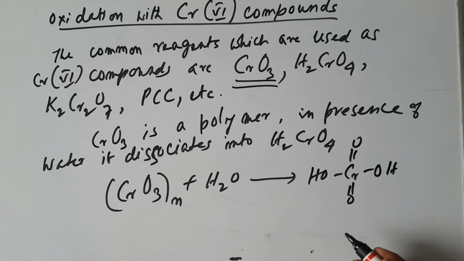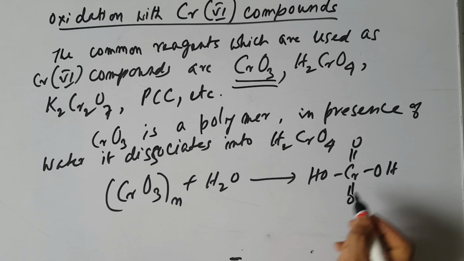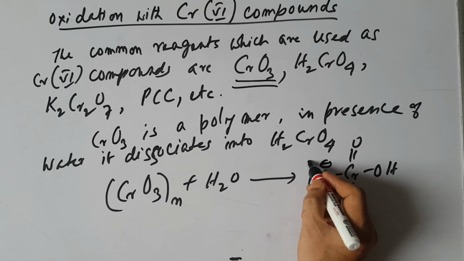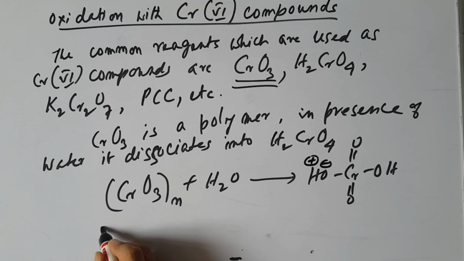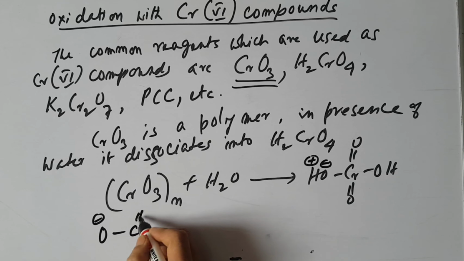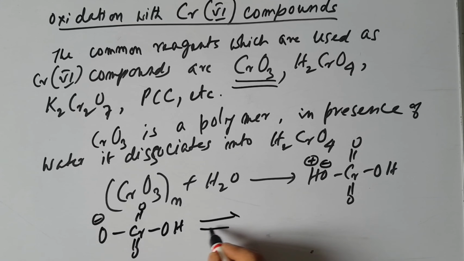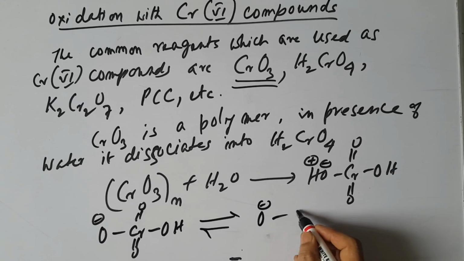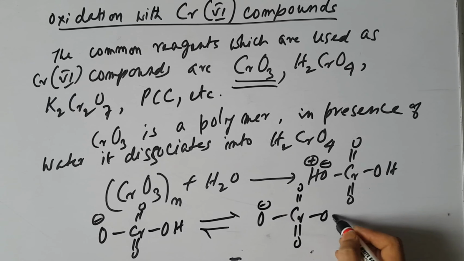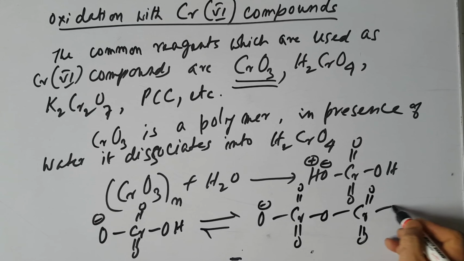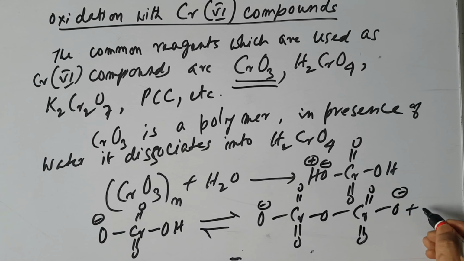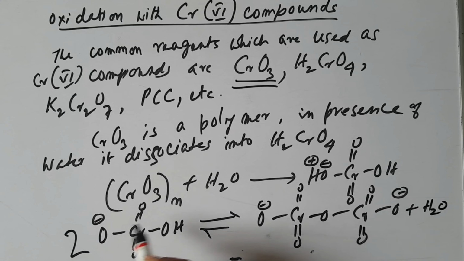So chromic acid can also dissociate, giving this chromate ion. This chromate ion can be in equilibrium with dichromate ions, plus water. So for two molecules of this, they can be in equilibrium between this chromic acid and dichromate.